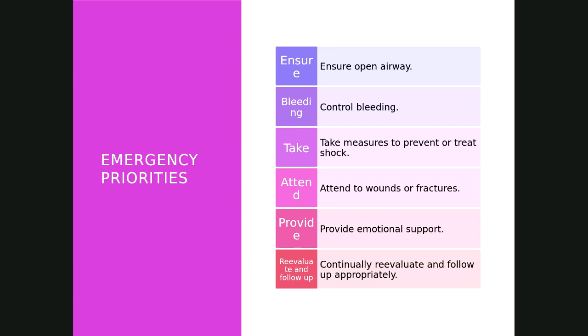As far as priorities, what we need to attend to are to make sure that there's an open airway, control any bleeding that is taking place, want to make sure that we take measures to prevent or treat the patient going into shock, attend to any wounds or fractures, provide emotional support, and reevaluate and follow up appropriately with the patient.